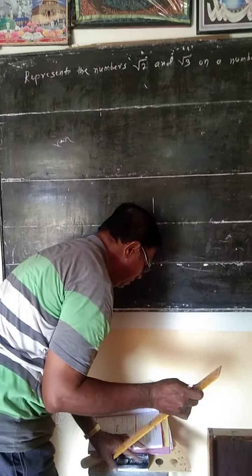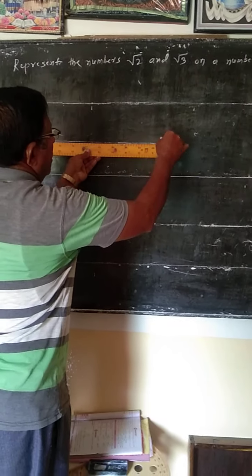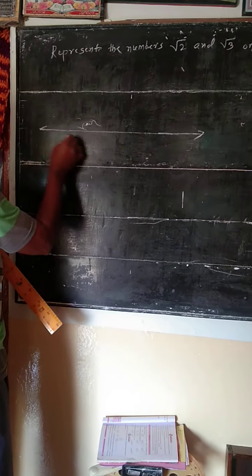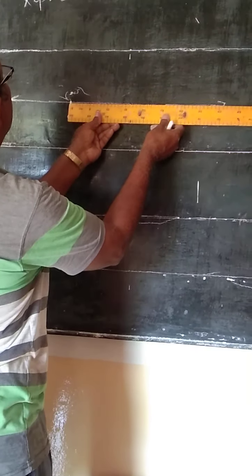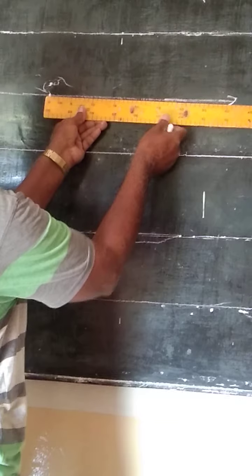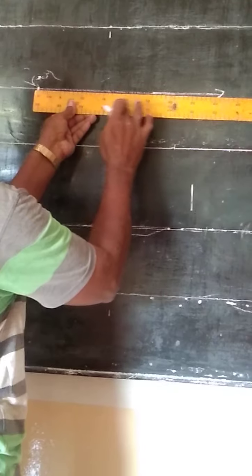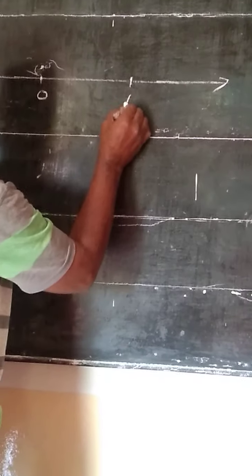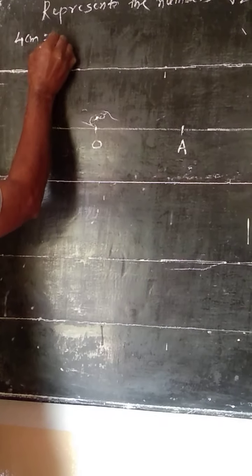So draw the line, a horizontal line first. Then take a point here, it is O. Then after this, take a particular distance. Here I am taking 4 centimeter. This is 1, this is 2, this is 3, this is 4. So this is 4 centimeter, and name this point A. Here 4 centimeter is equal to 1 unit.